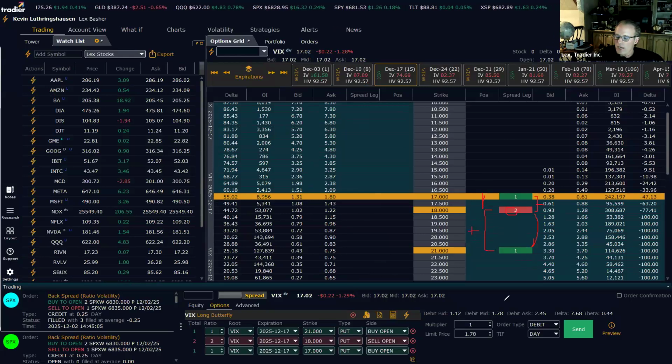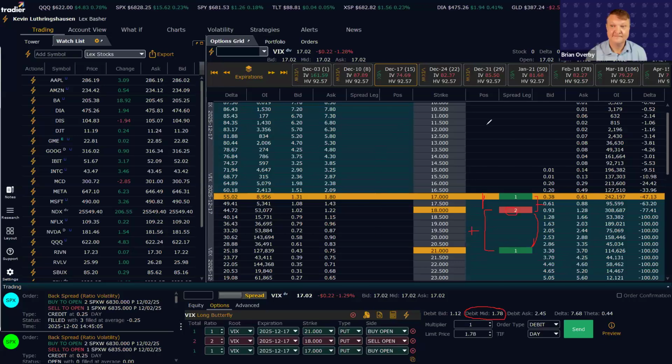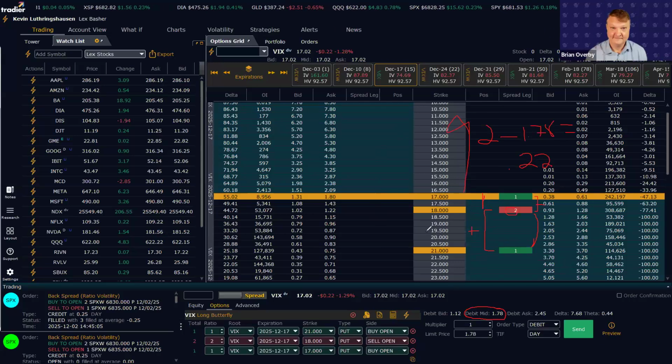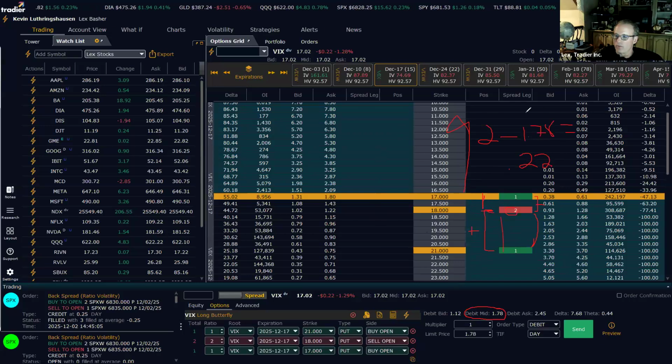You can make $2, but you are paying a debit of 178 for that in this example. So it's $2 less what you pay for it, 178, which comes out to be 22 cents. Now, that's if it goes all the way down here. So at this price, that's worth two, that's worth zero, but you paid 178, so you make your 22 cents there.